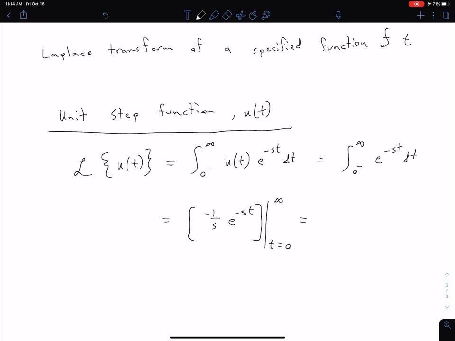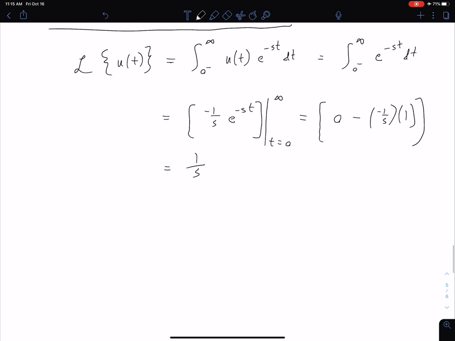Plugging in those two values, first for t equals infinity, we have e to the minus s infinity. So that's 1 over e to the s infinity, which is going to be 0, because remember, ultimately, e is just a number, the natural number. And then for t equals 0, we have e to the minus s0, so e to the 0 is just 1. So we have minus 1 over s times 1. And so, of course, that is then just equal to 1 over s.